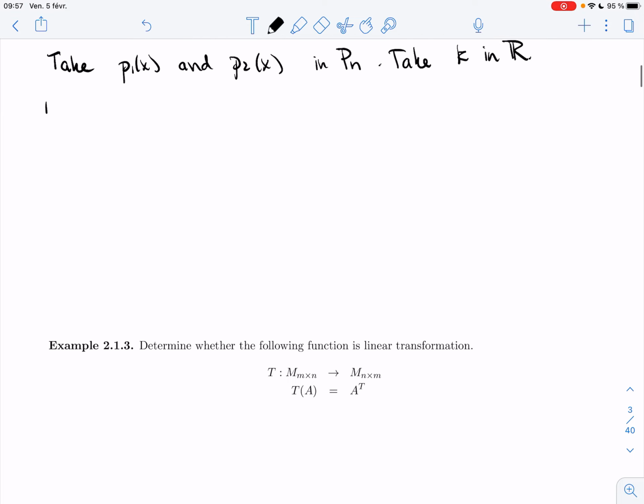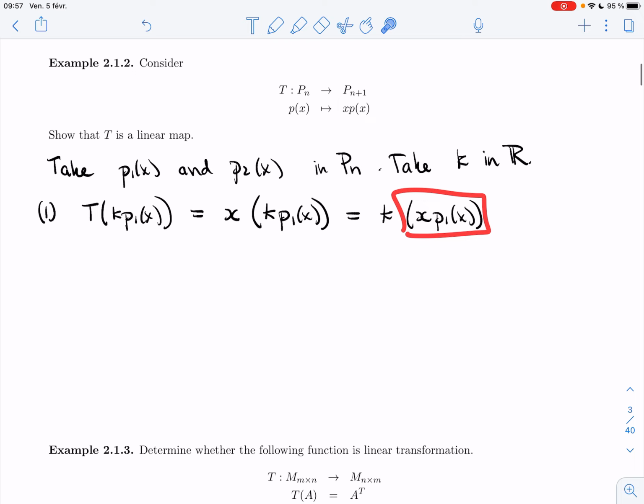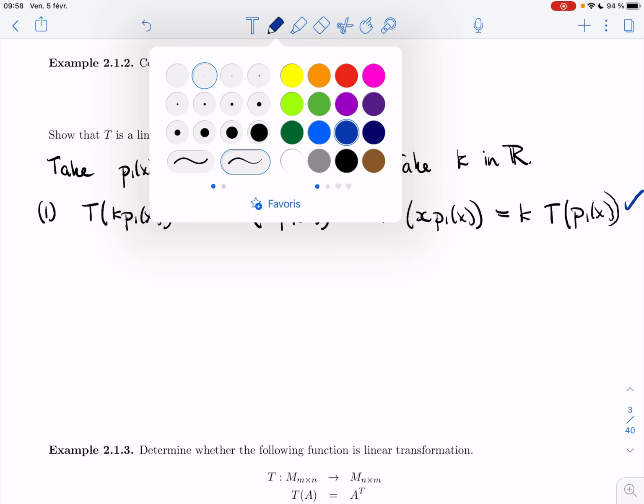All right, first condition. I want to look at T of kp1. So that's x times kp1. Well, I could write that as k times xp1 of x. And now this part here, that's our function on p1. So that's k times T p1 of x. That's it. Property 1 is done.